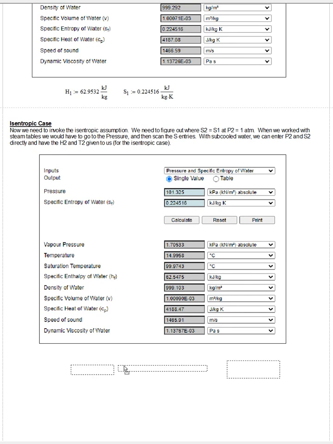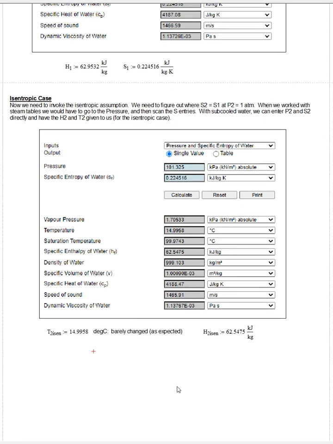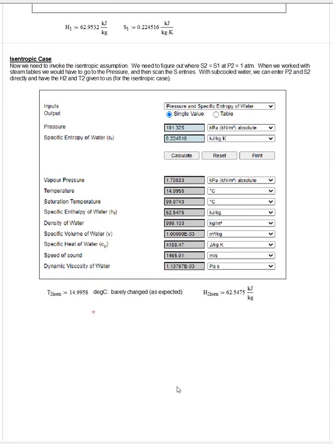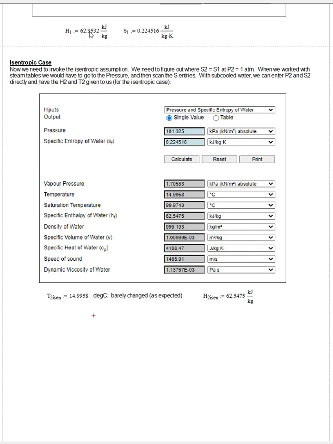And so what you can see is that our isentropic outlet temperature is 14.9958. So barely changed. It went down a tiny little bit. What about the enthalpy of our output? Isentropic output enthalpy is 62.5475 kilojoules per kilogram. Notice it's not a whole lot different, but it is a little bit lower.